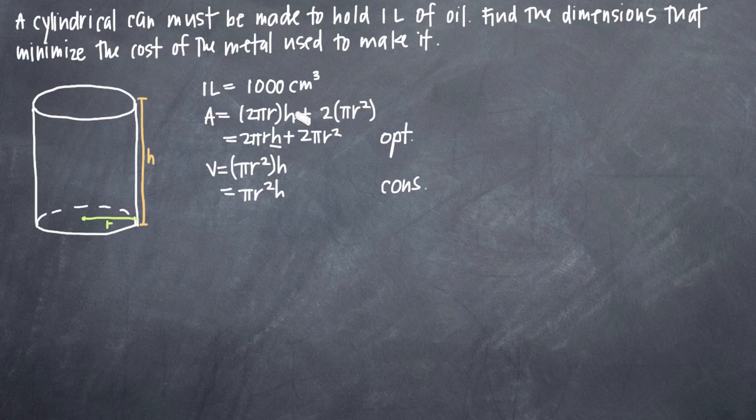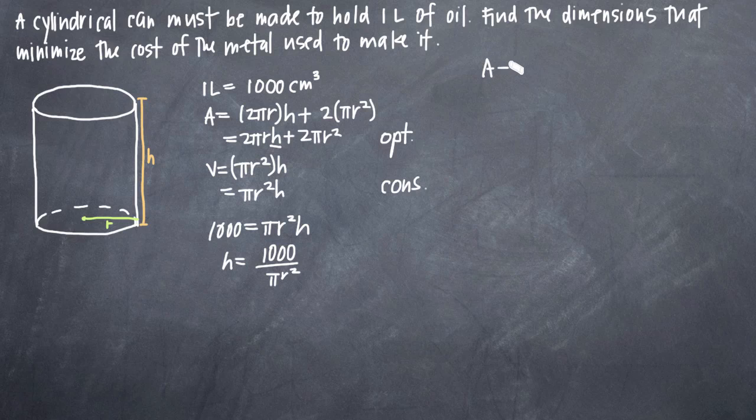So the way that we'll do that is by plugging 1,000 cubic centimeters in for volume. We know that has to be the volume. And we'll set that equal to pi R squared H, and then we'll solve for H. Obviously, to solve for H, we'll just divide both sides by pi R squared. So we'll get 1,000 divided by pi R squared. Now that we've solved for H, we can go ahead and plug that back into our area equation.